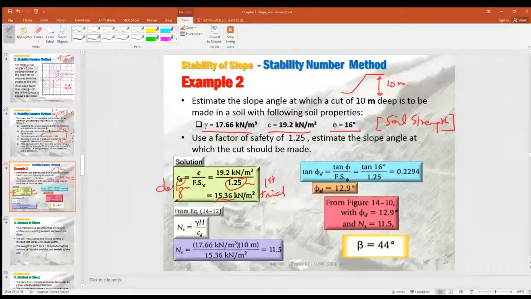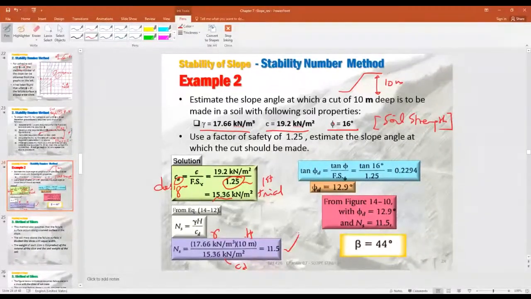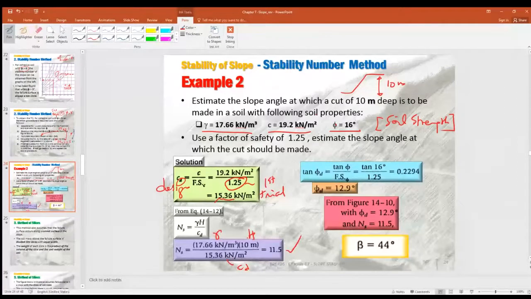And then from that equation, you get H, that is the gamma H over the CD, and you get 11.5. Now, what about the friction angle? If the soil friction angle is 16 degrees and you apply the same safety factor, because Fs phi is equal to Fs c, so what's the design angle of internal friction? From this equation, you get 12.9.